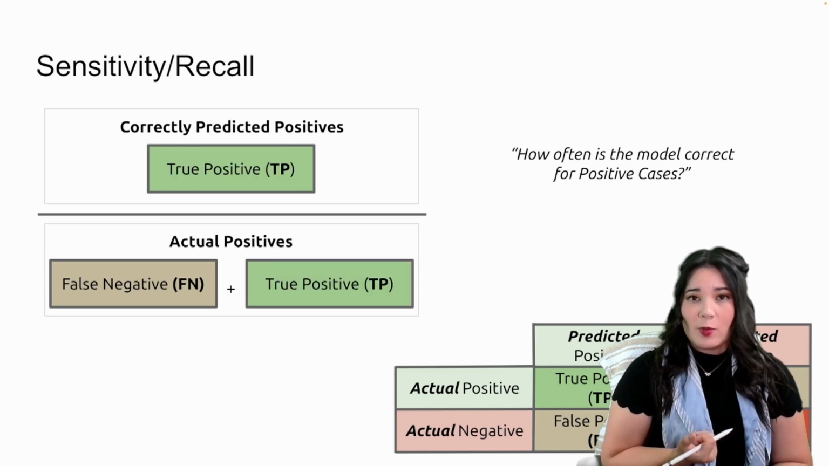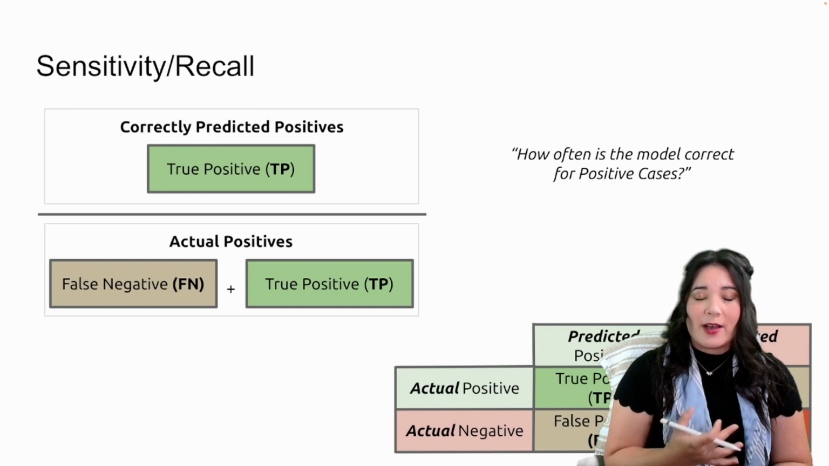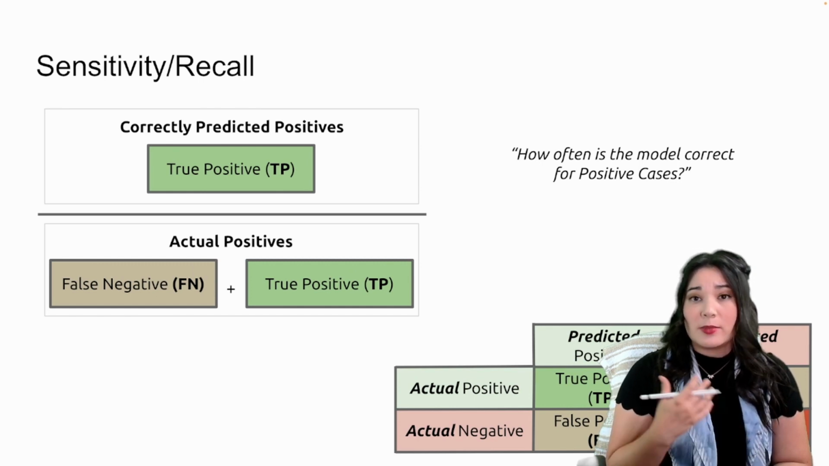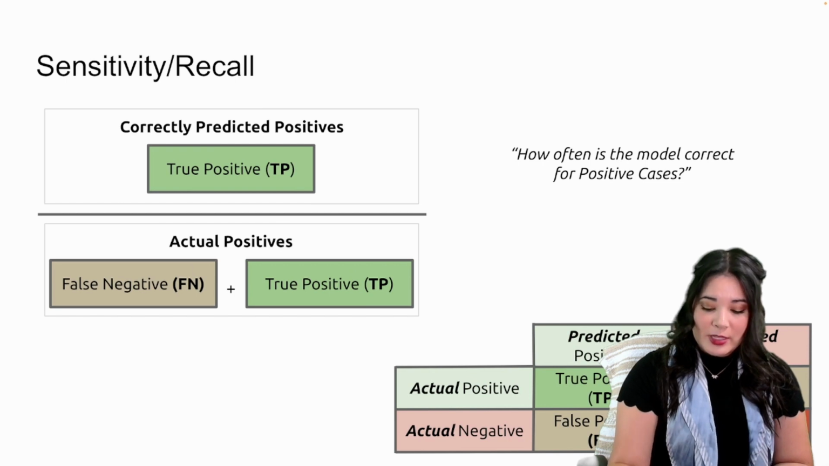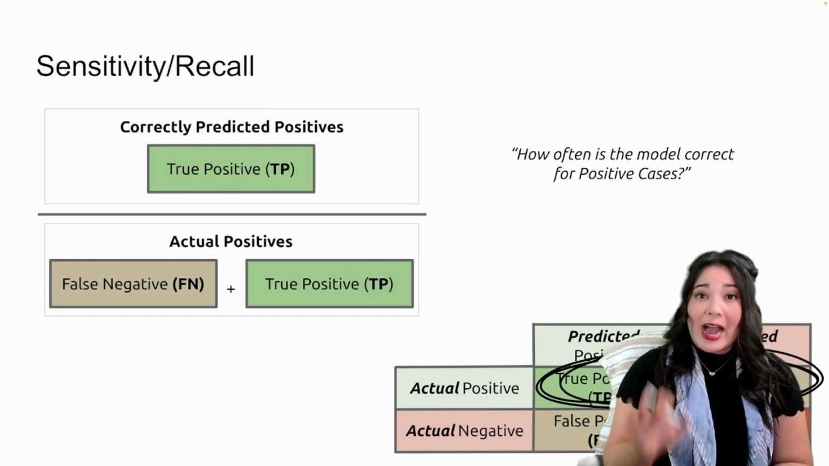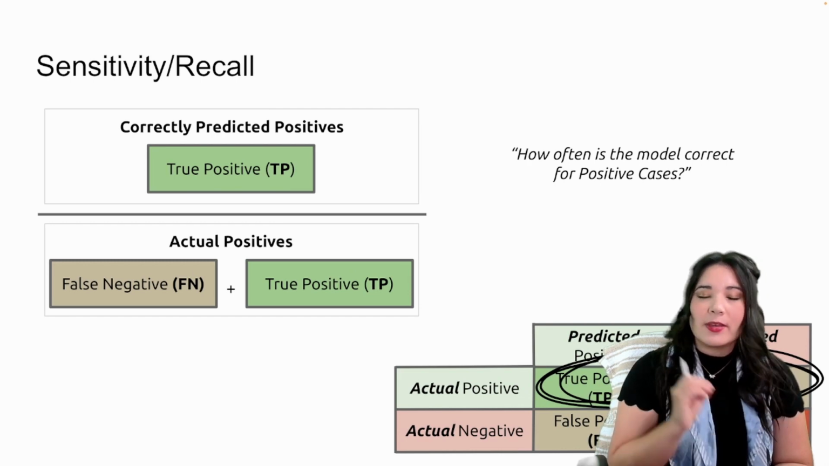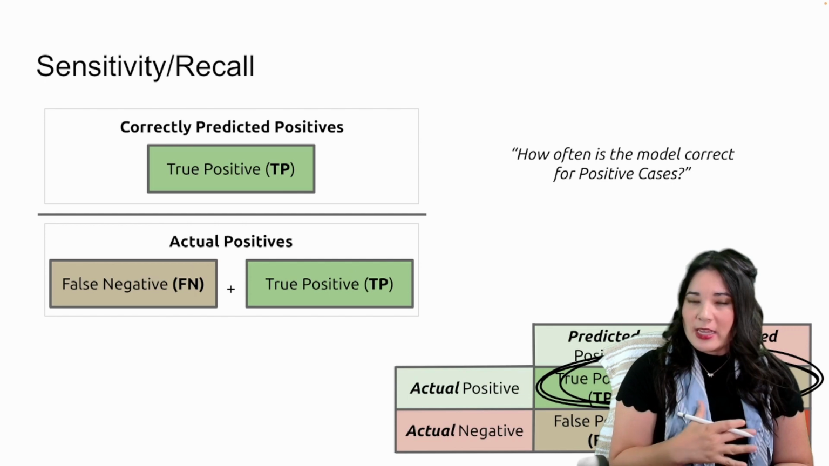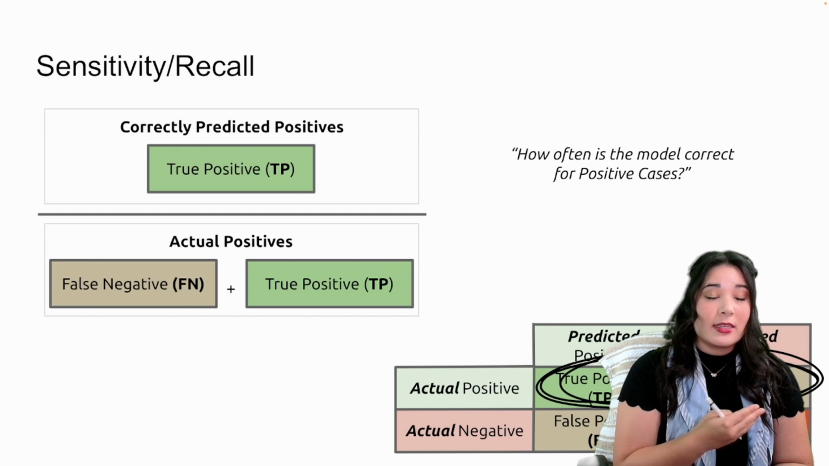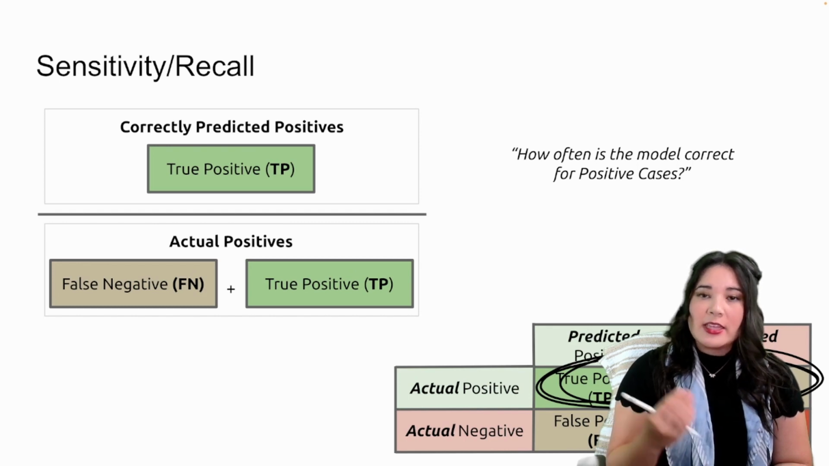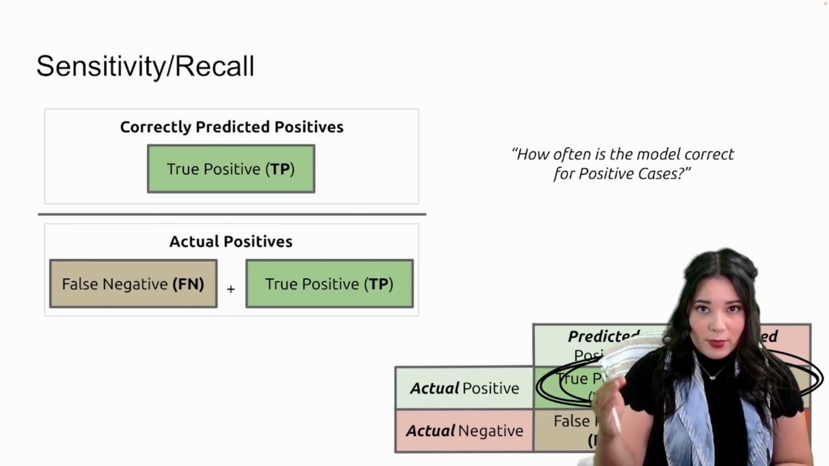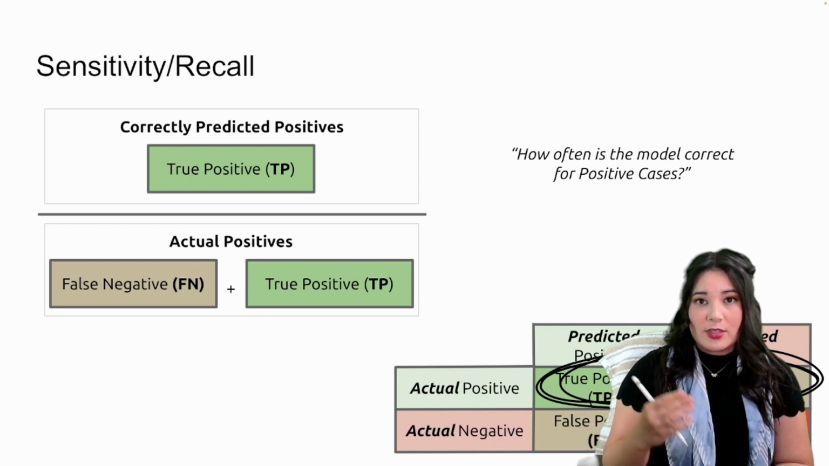However, there's other things we might want to know about our model. For instance, we have the sensitivity, which is also sometimes called recall. This answers the question, how often is the model correct for positive cases? So in this case, we're only looking at this top row of the confusion matrix. For cases that are actually positive, how many of them did we get correct? For instance, if you've taken a COVID test and you've read that leaflet that comes with it, you might have seen things like the sensitivity of the test. This basically says for people who have COVID, how accurate is your test?